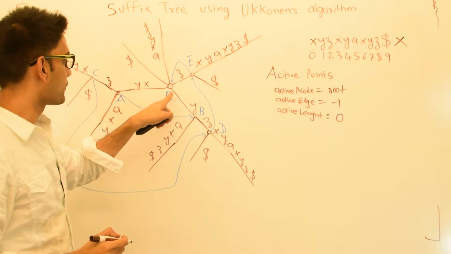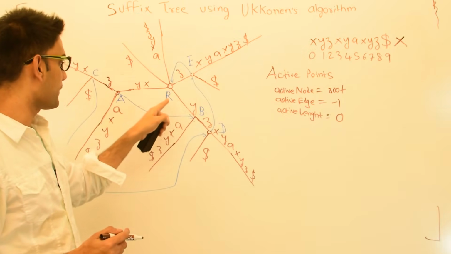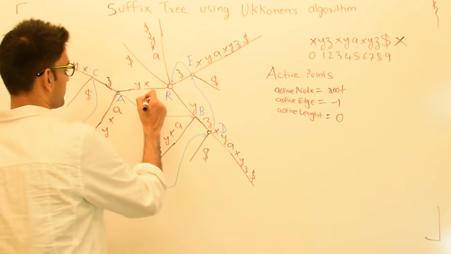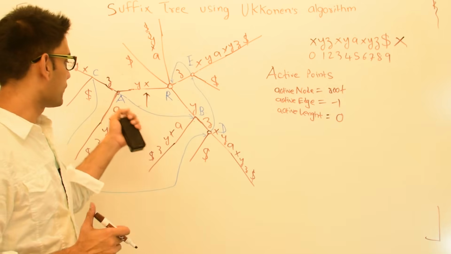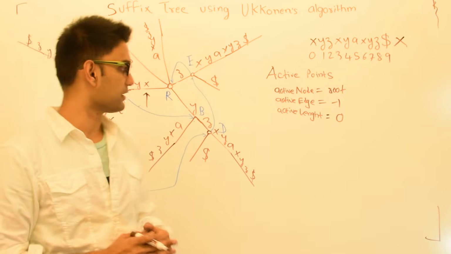So we'll start from root. Since our active length is 0, we'll start from root and check, is there a path from root with x? And there is one, so we move in this direction. So if you recall, this is a rule 3 extension. So let's talk about active points and rule 3 extension.